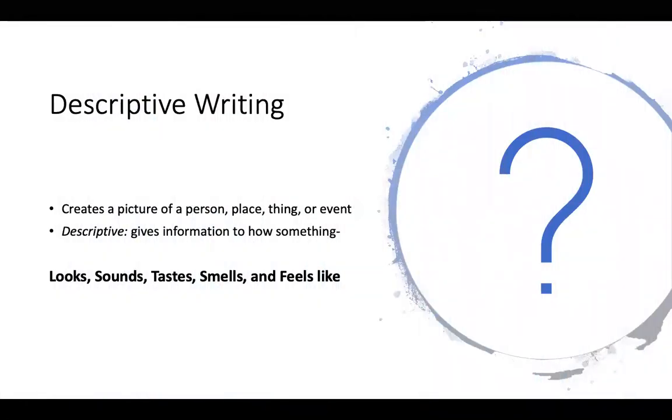Descriptive writing creates a picture of a person, place, thing, or event. Descriptive writing gives information on how something looks, sounds, tastes, smells, and feels. This is more commonly referred to as the five senses.